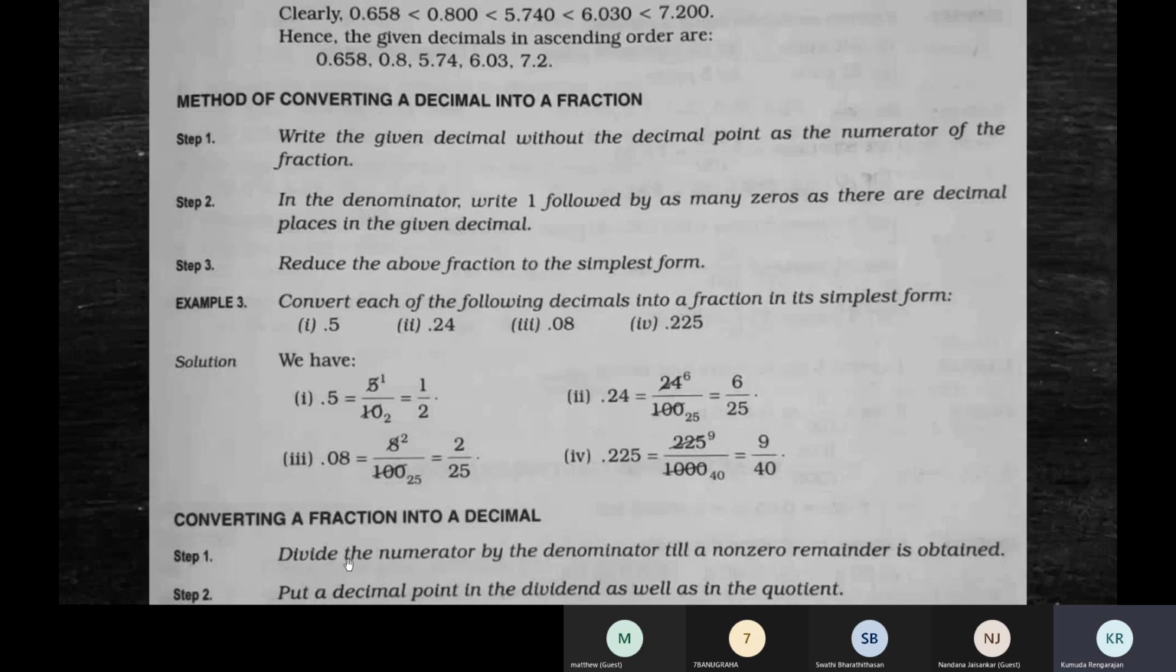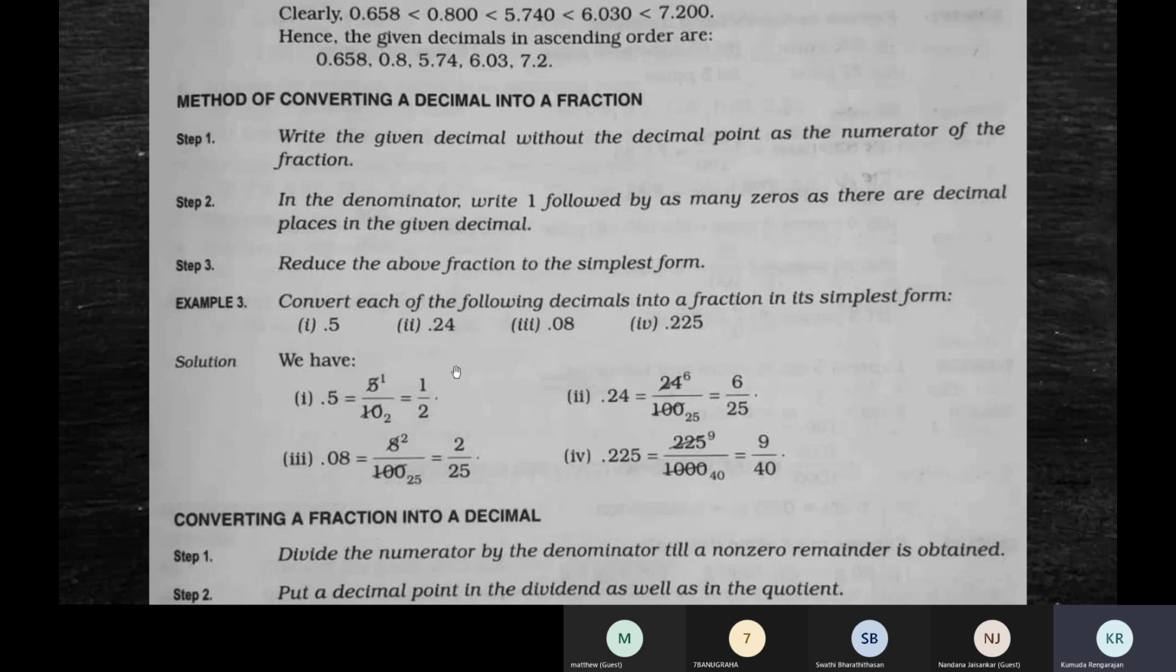And of course, you should always leave it in the simplest form. So see here, children, our answers: 5 by 10, 8 by 100, 24 by 100 and 225 by 1000. You can see the answers we discussed here. Fractions must always be left in their simplest form. So please simplify and leave your answers.